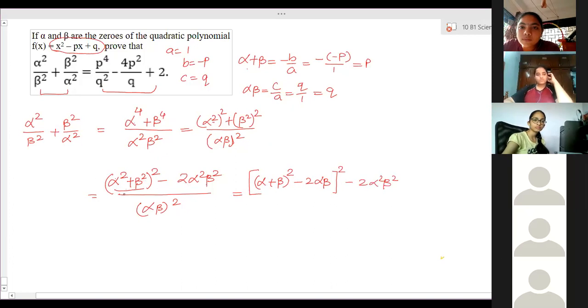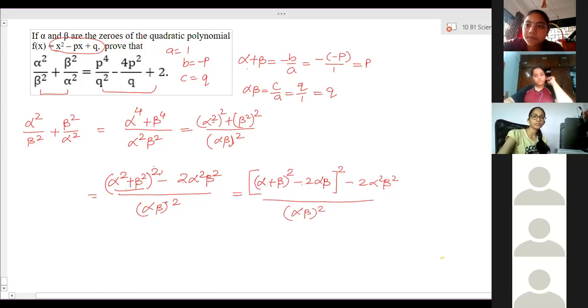And again, inside the bracket we can see alpha square plus beta square. So again we use the identity, in place of alpha square plus beta square as alpha plus beta whole square minus 2 alpha beta. The square of it is written as the square of it, minus this part as it is, divided by alpha beta whole square. Is this clear, step? Everyone understood the step, what has been done? Two times factorized.